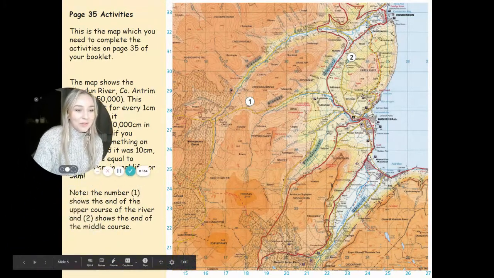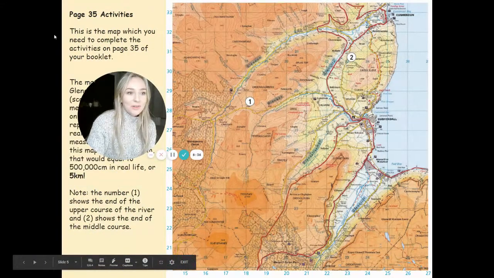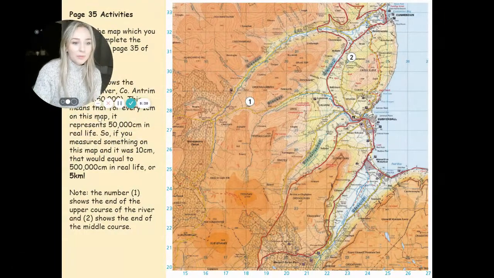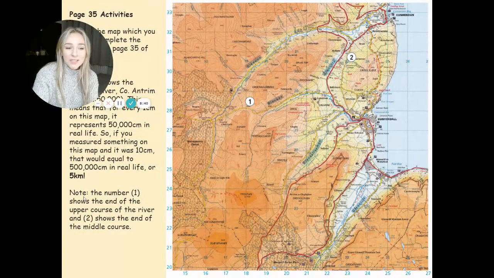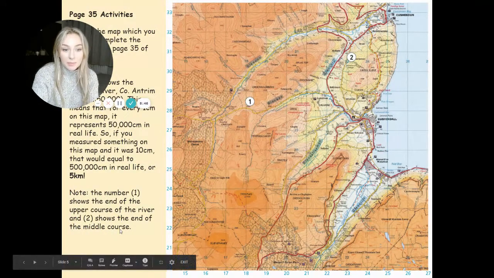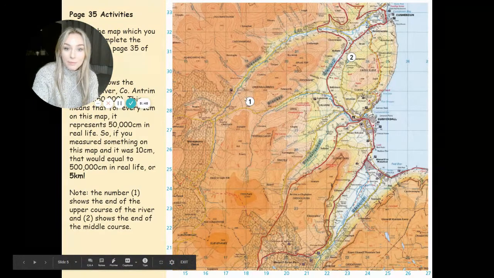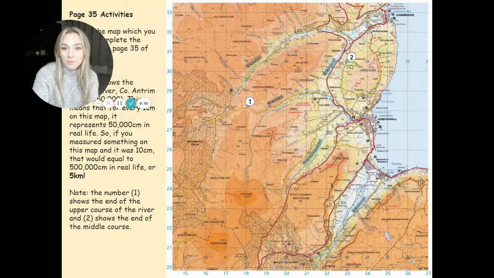The other wee thing I want you to draw your attention to is the bit at the bottom. So it says, note that the number 1 shows the end of the upper course of the river, and number 2 shows the end of the middle course. So if you look on the map, you'll see number 1 and number 2. That's really important for the question that we're going to do in the booklet, because you have to measure the distance between those 2 points.